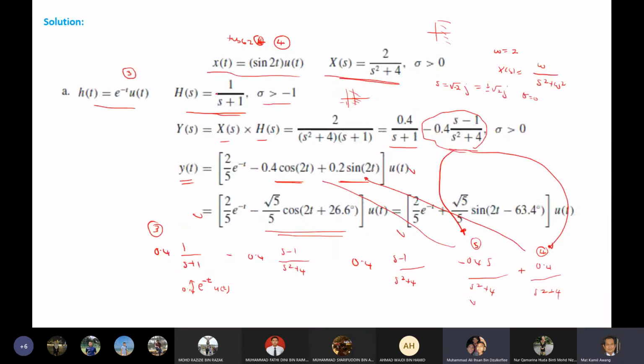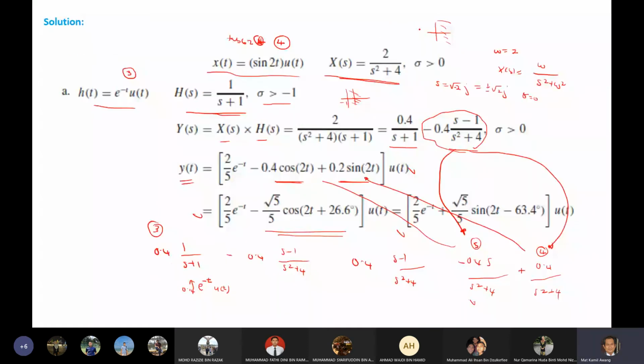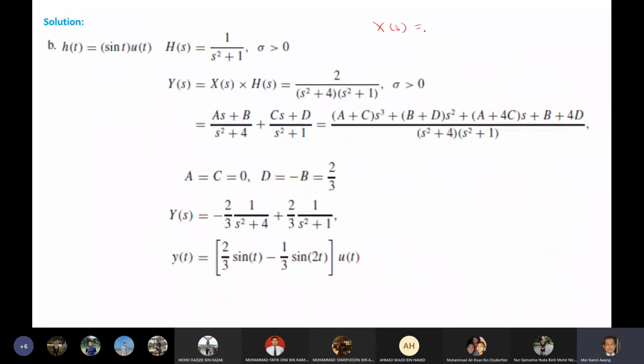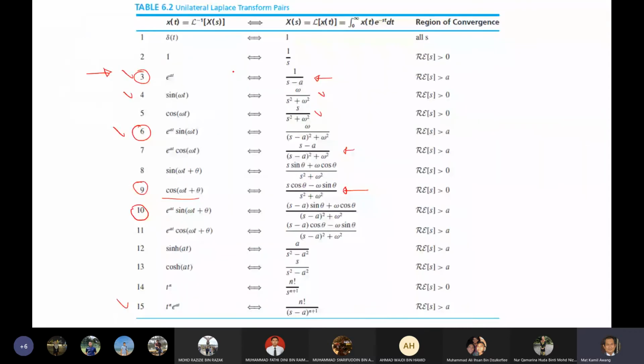So basically that the same this. So X of s is still 2 over s squared plus 4. So X of s is 2 over s squared plus 4. Okay. So h of t is this. So this one you use the table to get the Laplace transform.